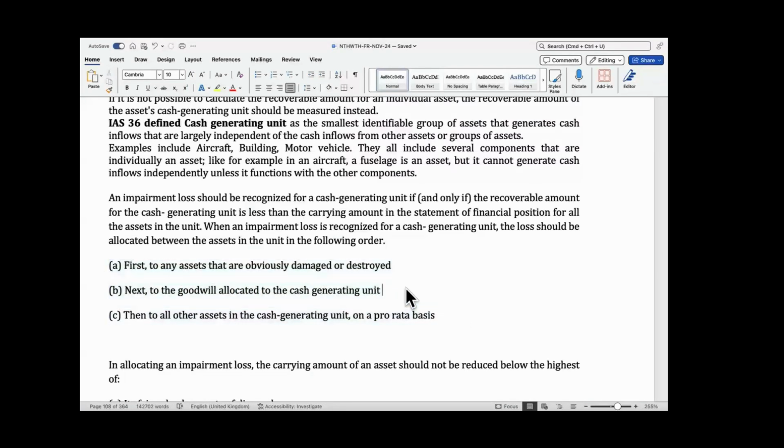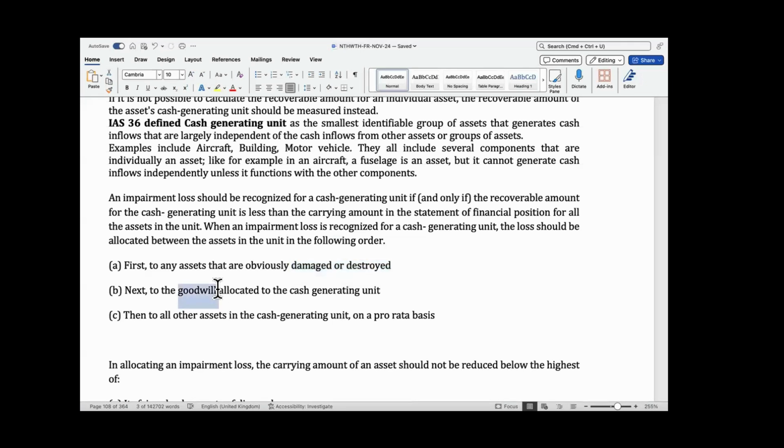It makes so much sense that we should allocate loss to a damaged asset. Because when you have a group of assets, the major reason why they will have been impaired is because of damage or destruction. If one of them is damaged, it can affect the value. So that one should take the fall first.